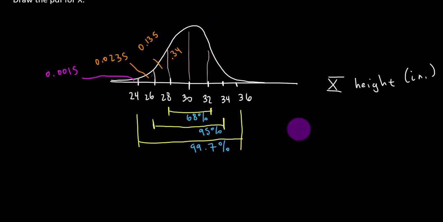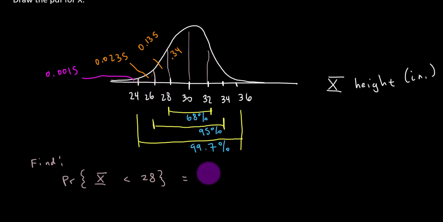Now, if I asked you a couple questions about this variable, say I wanted to find the probability that X, the random variable for heights, is less than 28 inches, you should be able to determine that using the empirical rule, that is 0.16.